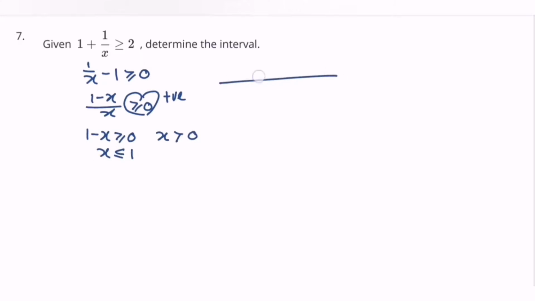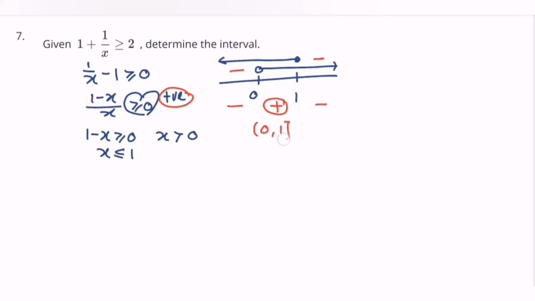Illustrate the situation. So we have 0 and 1. For 0, an empty circle towards the right. Then a filled circle for 1 towards the left. Fill up the negative sign, so we have negative, positive, and negative. By referring to this situation, we wish to have the positive region. So the answer would be from 0 until 1, where 0 is not included.